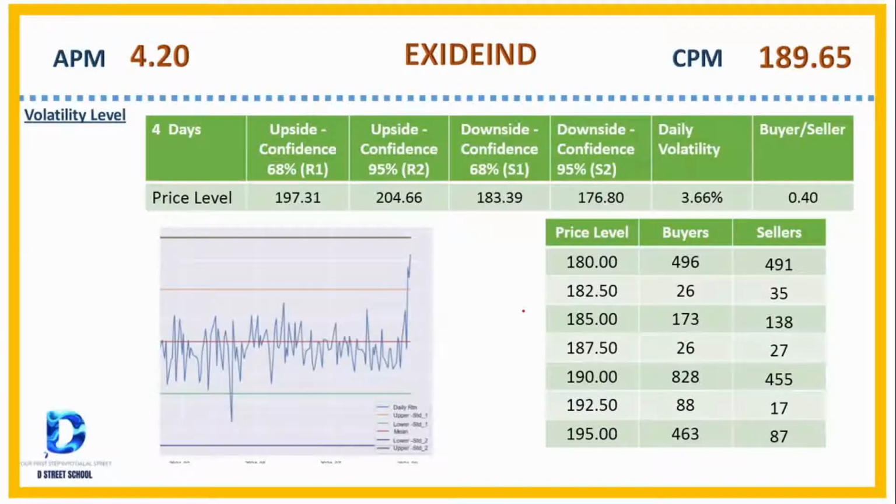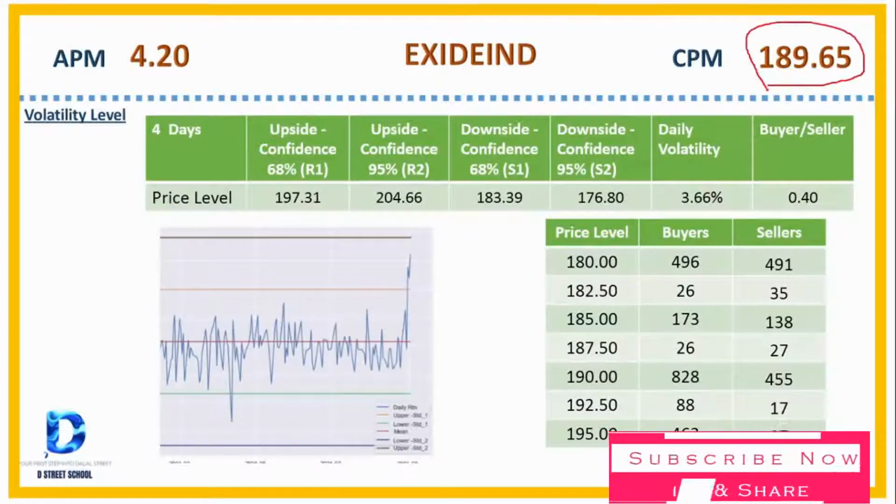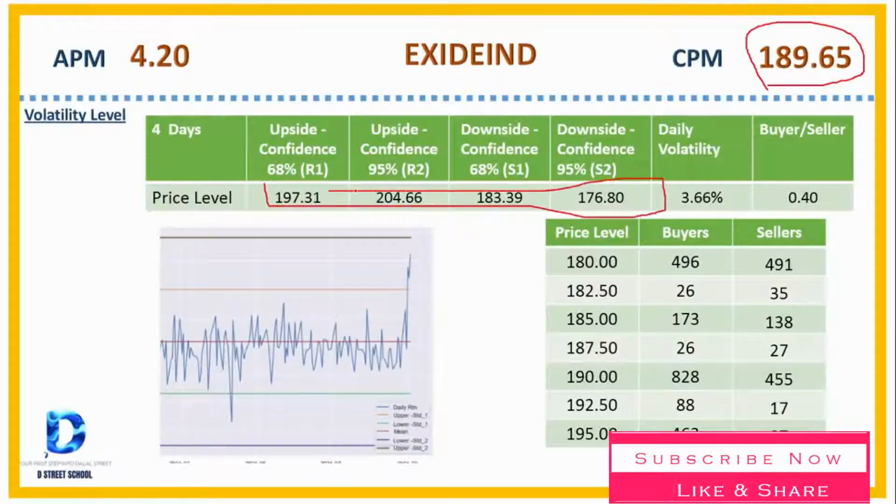First, let us begin with the historical volatility. The current close price of EXIDE India is 189.65 rupees. This is the previous close, and this is the historical volatility level that you see.